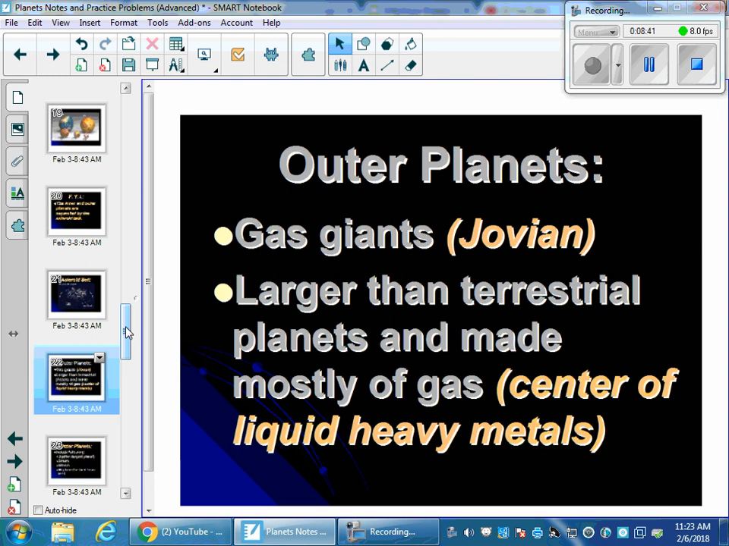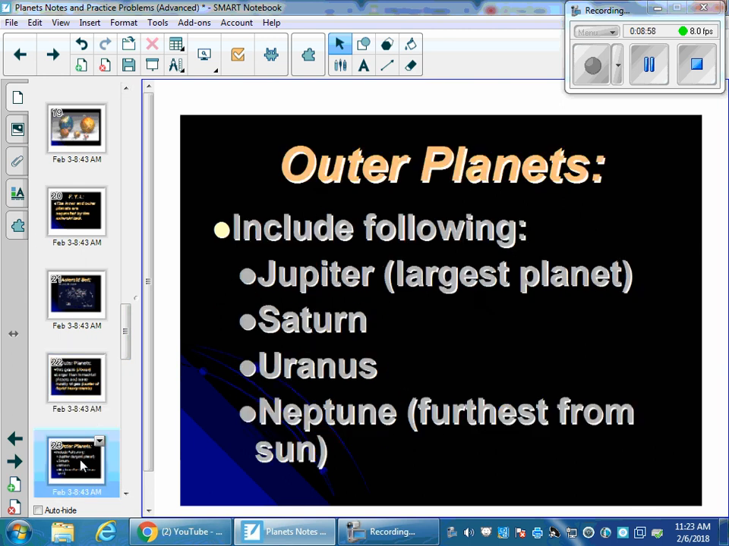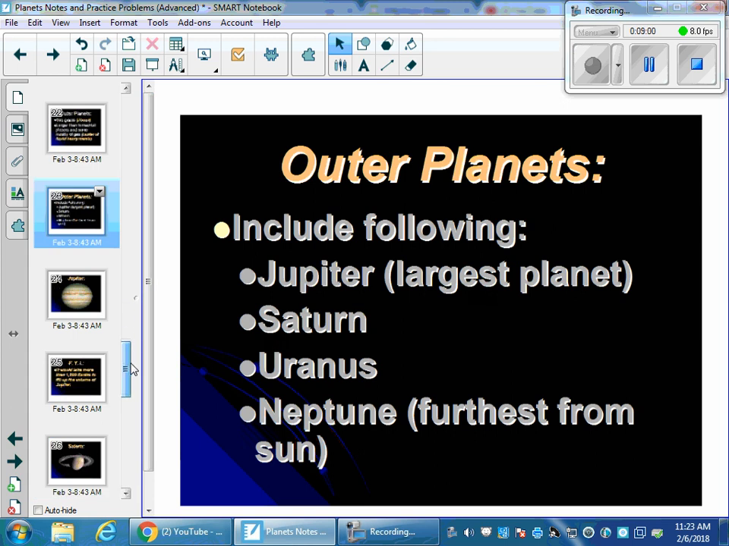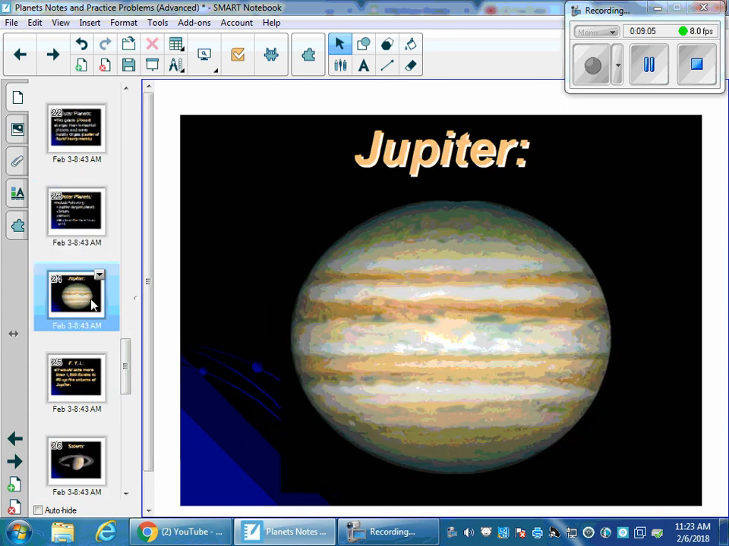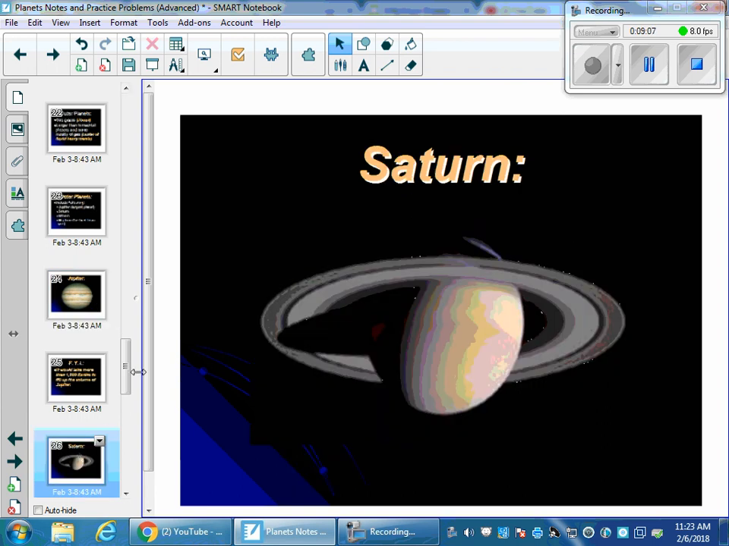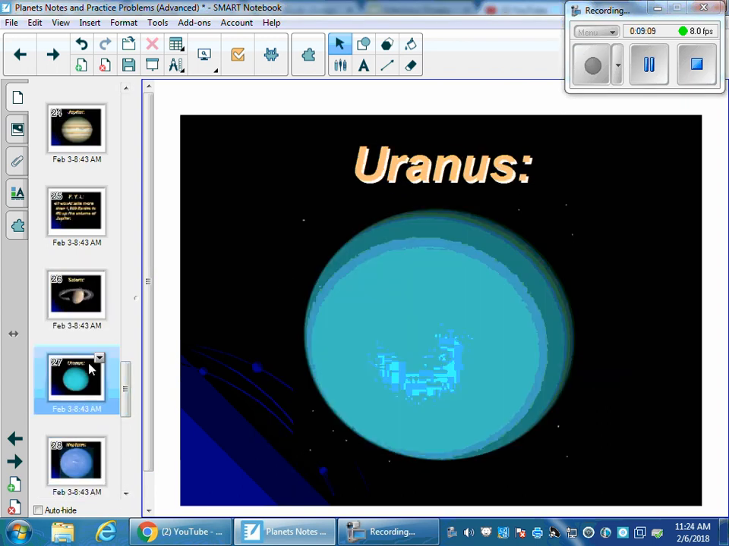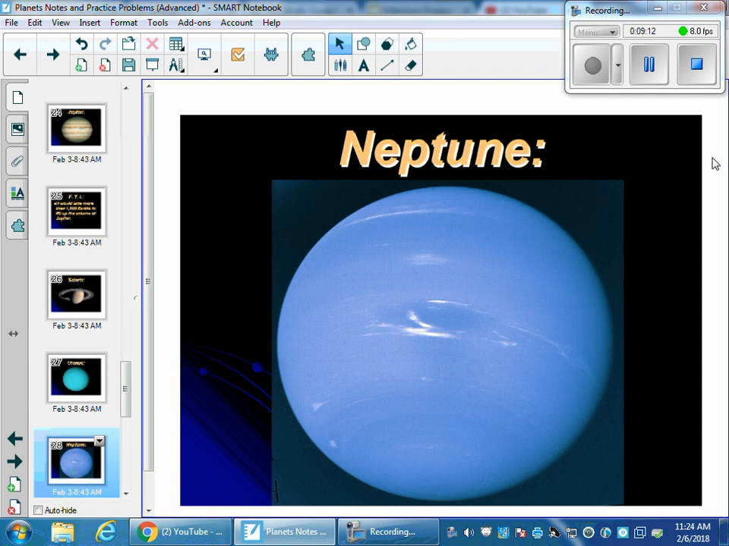The outer planets are also called gas giants. Sometimes they're also called the Jovian planets. These planets are larger than the terrestrial planets, and they are made mostly of gas. They do have a center of liquid heavy metals, so they're not 100% gas, but they're mostly gas. Our outer planets, okay, there are 4 of them, and these are in order. There's Jupiter, which is the largest. Okay. And then we have Saturn with all those lovely rings. Then Uranus, and then finally Neptune. This one is the furthest away from the sun.